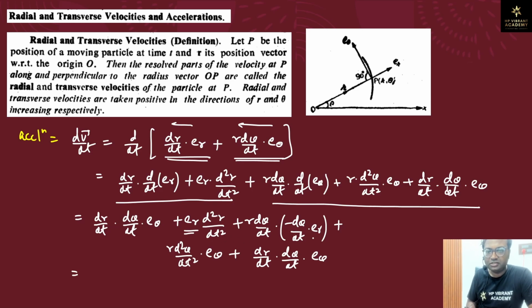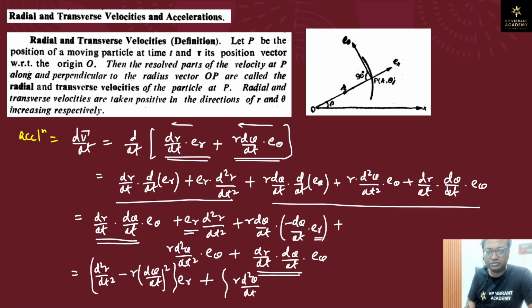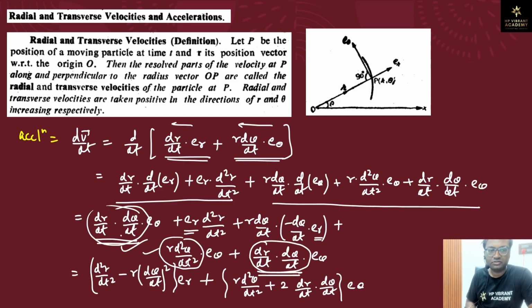Let us put the e_r terms at one place. So we have d²r/dt² minus r (dθ/dt) whole squared, into e_r, plus, for the e_θ terms, dr/dt into dθ/dt, this is dr/dt into dθ/dt, and r d²θ/dt², so r d²θ/dt² plus 2 times dr/dt into dθ/dt, into e_θ. So we have combined all these terms. Since this is the same dr/dt and dθ/dt, this will be 2 times dr/dt dθ/dt. Let us further simplify this.